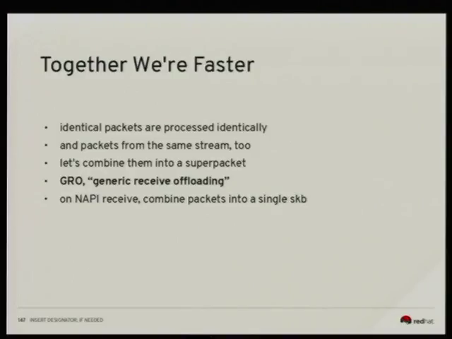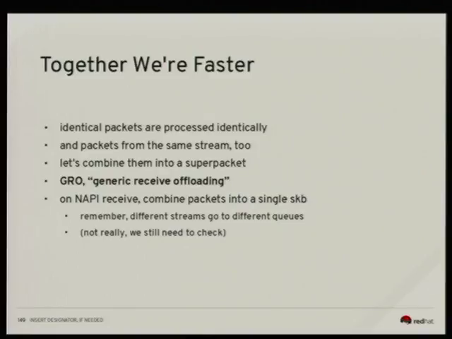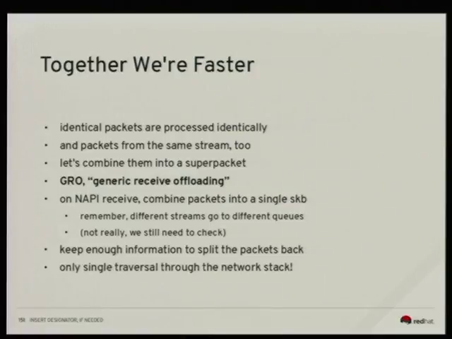The principle behind that is that on NAPI receive, the packets coming in are combined into one single SK buff. Because we can do that, because each queue belongs to one stream, to one socket. Well, almost. It's hashing, so we still have to check, but yeah. And we keep enough information so we are able to split the packets back into individual packets in case we need that later. This saves us time because we don't have to process all that stuff I talked about, all the netfilter and so on, for each of the packets. We do it just once for the super packet.